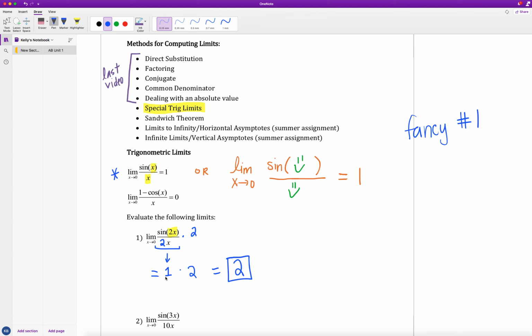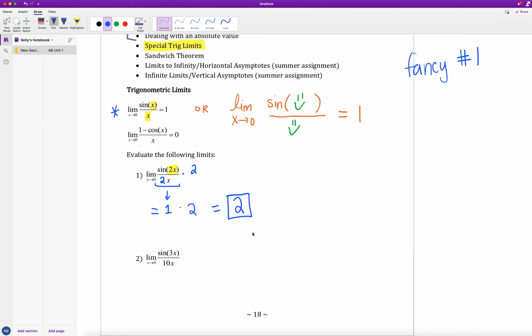I don't write the limit as x approaches 0 in front of it, since I'm actually taking the limit by saying that that limit value is equal to 1. And we were again allowed to do this because what I'm technically doing is multiplying by 2 and dividing by 2. So I'm multiplying by our fancy number 1, which does not change the problem at all.